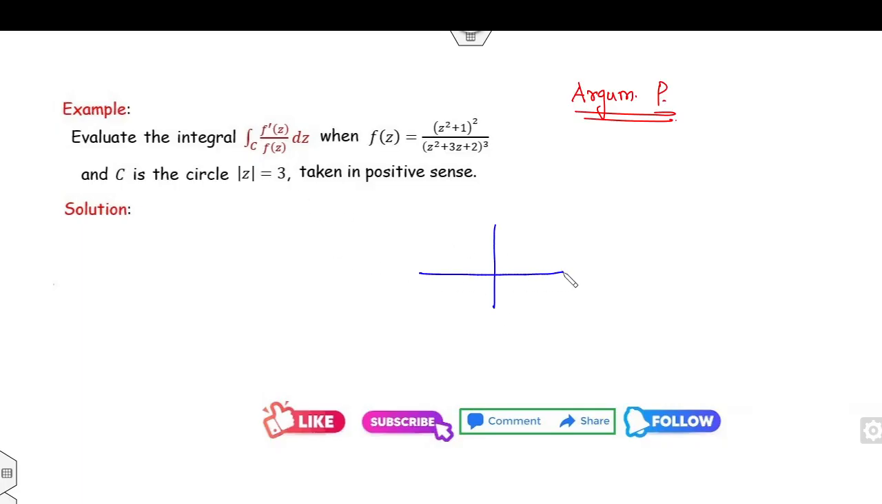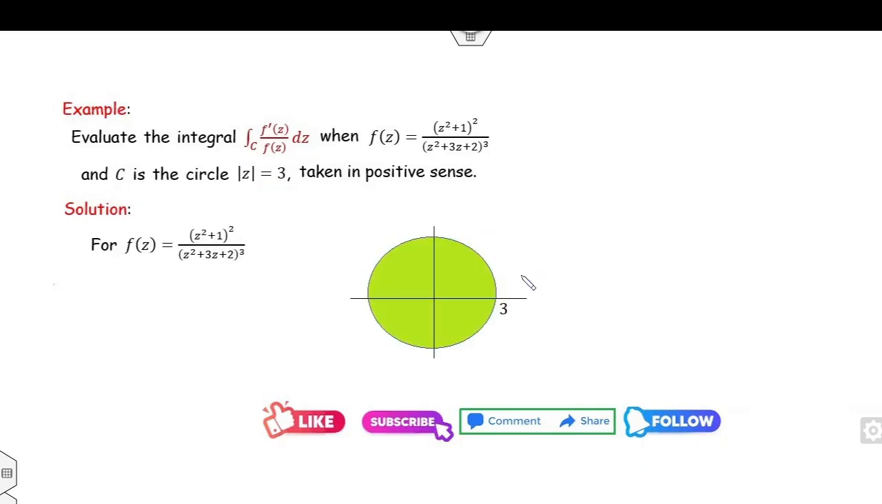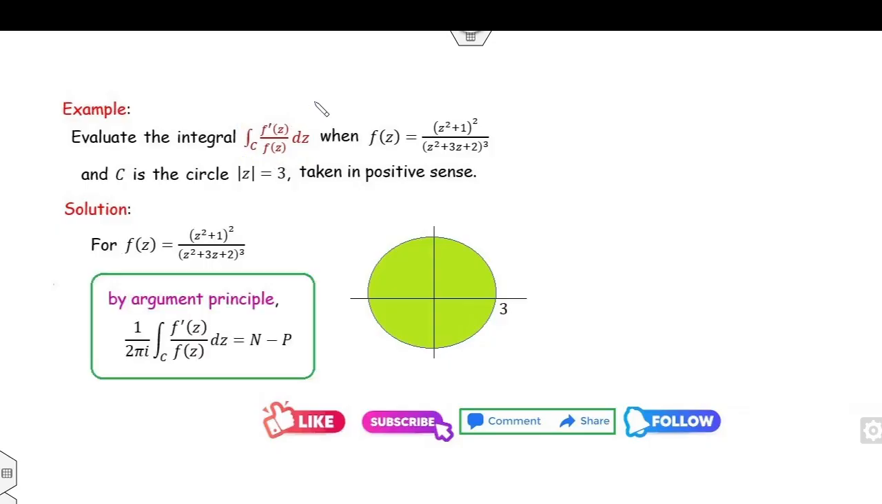Firstly, you look at the domain. Your domain is a circle, so I can draw the circle of radius 3. Fine, and this is my shaded portion. Then your target is to find the value of f dash over f, so I can apply the argument principle.